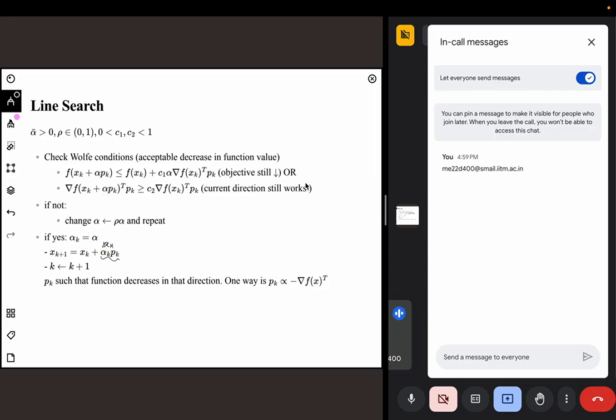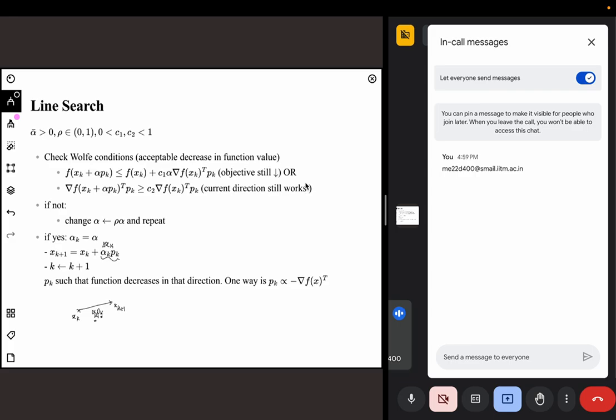Alpha is basically some confidence that you are giving on the particular direction. So you start from a point and then you keep moving with some alpha times pk. So this is my xk. You take some particular step and then you will move to the new point xk plus 1. So the questions now are how to choose pk and how to choose alpha k.